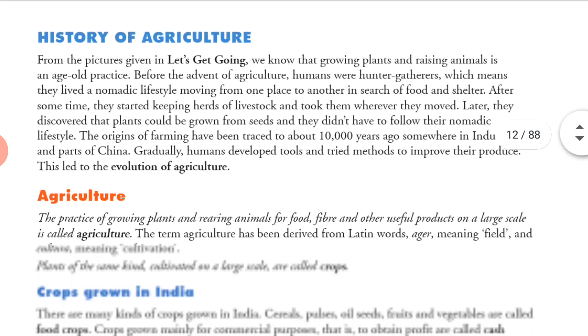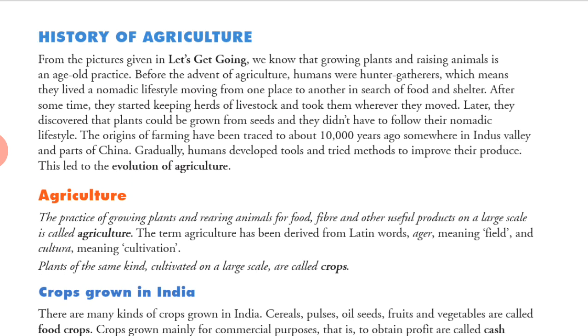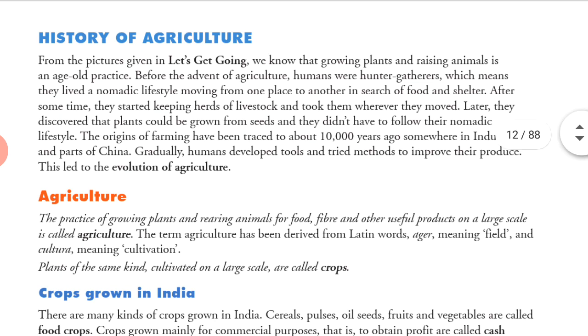Now, the history of agriculture. We know that growing plants and raising animals is an age old practice. Before the advent of agriculture, humans were hunter-gatherers, which means they lived a nomadic lifestyle, moving from one place to another in search of food and shelter. After some time, they started keeping herds of livestock and took them wherever they moved.